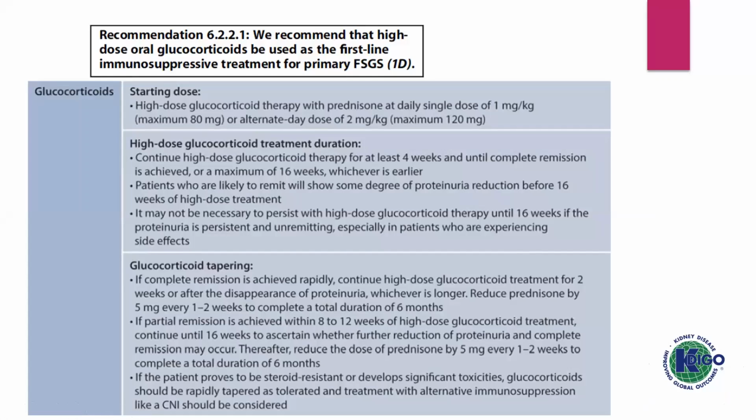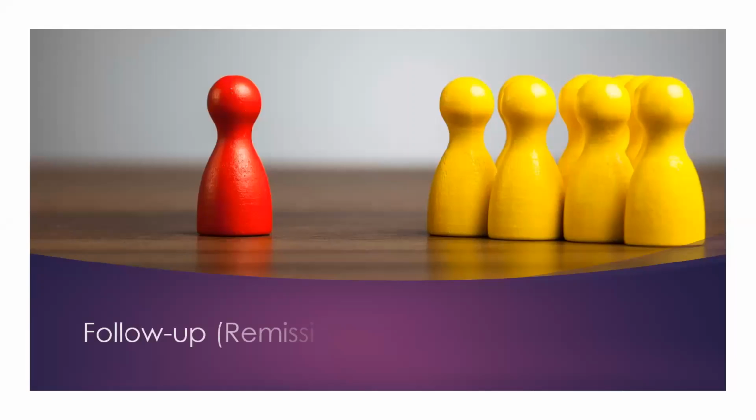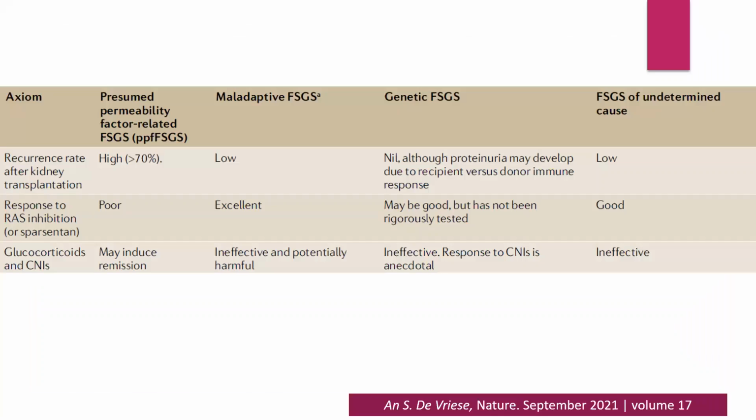I think I'm running out of time. Those are the clinical guidelines on how to taper, how to start, and the recommendations for the calcineurin inhibitors. I'll just skip to the last issue, which is follow-up, remission and progression. These are again the axioms of Dr. Richard Glassock. You should know that the recurrence rate after transplantation is very high in the primary, low in maladaptive, and low in the undetermined cause.